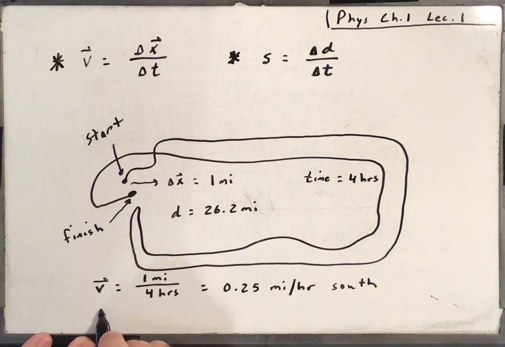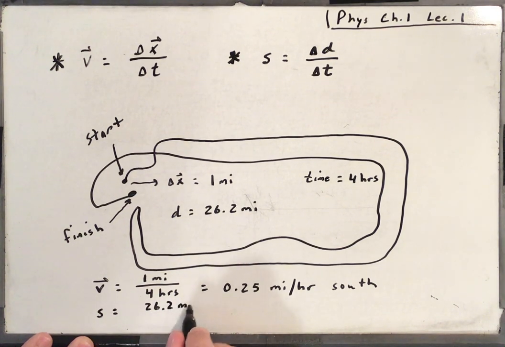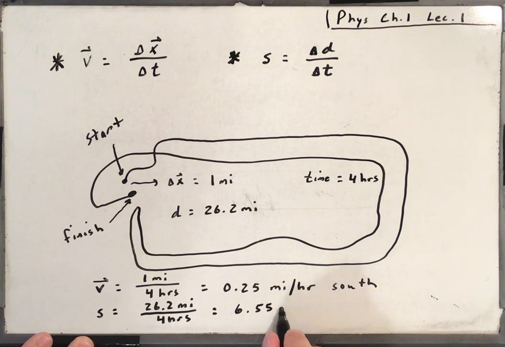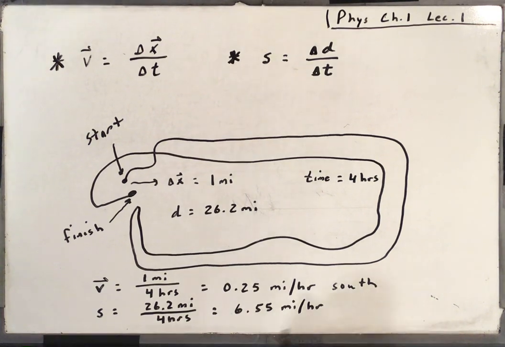Okay, the speed, though, is different. That would be 26.2 miles, the total distance run, over 4 hours. And that's about 6.55 miles per hour, which looks a lot better, and it doesn't have directional information. So that looks a lot better than the 0.25 miles an hour, right? So my velocity was crummy because it wasn't a straight line race. But my speed, which is what we really care about in this case, was about 6.5 miles an hour. That's just an example to show you how different velocity and speed can be.